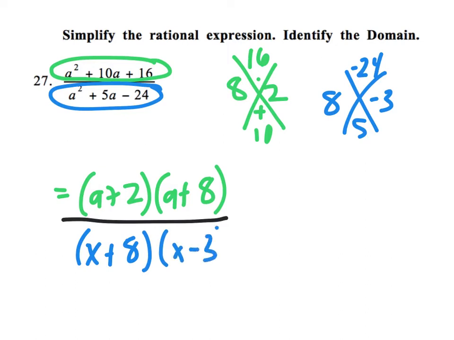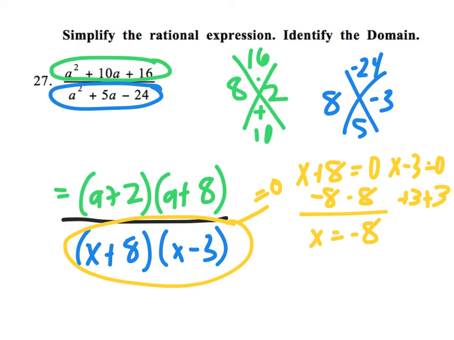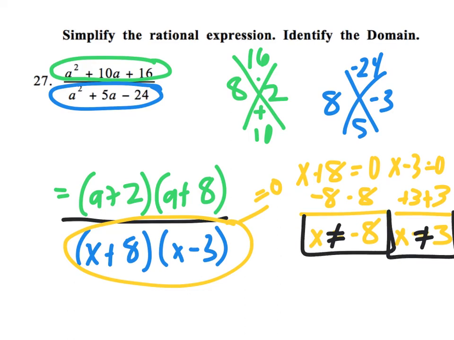Now, before we do anything, we need to find our domain. To do that, I'm going to take the bottom and set it equal to 0. So I'm going to do x plus 8 equals 0 and x minus 3 equals 0. For the first one, we are going to subtract 8 from both sides, and you get x equals negative 8. For the second one, you'll add 3 to both sides, and you get x equals 3. Now this is the denominator though, so these are the two values x cannot equal. So x does not equal negative 8, x does not equal 3, and that will be your domain.